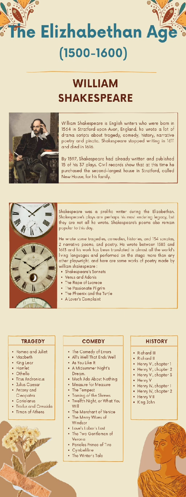His work has been translated into almost all the world's living languages and performed on the stage more than any other playwright. The following are the works of poetry he has written, namely Shakespeare's Sonnets, Venus and Adonis, The Rape of Lucrece, The Passionate Pilgrim, The Phoenix and the Turtle, and A Lover's Complaint.